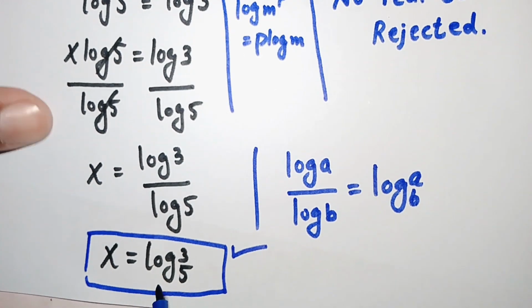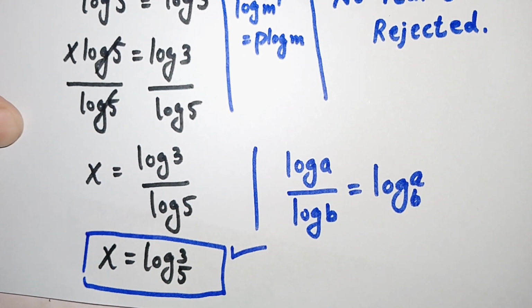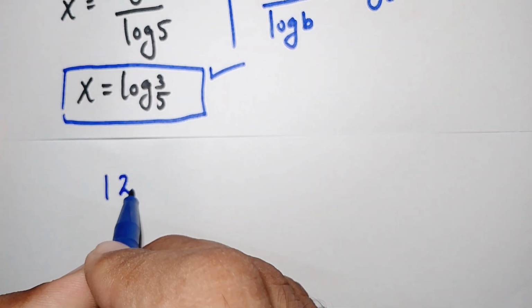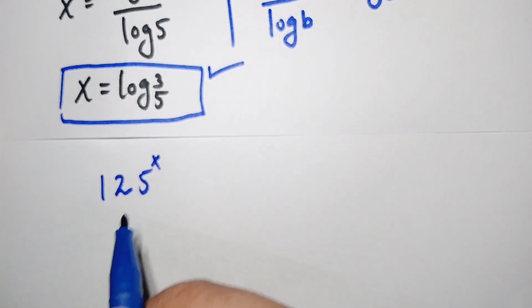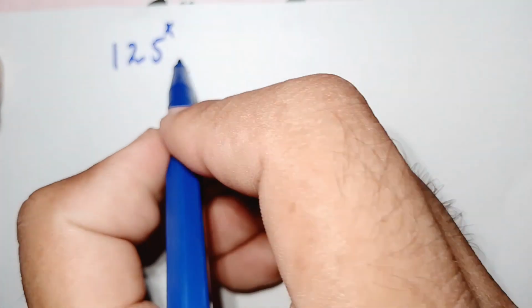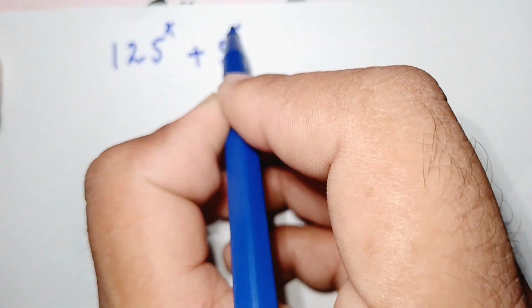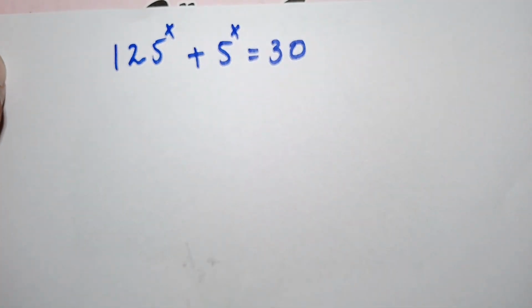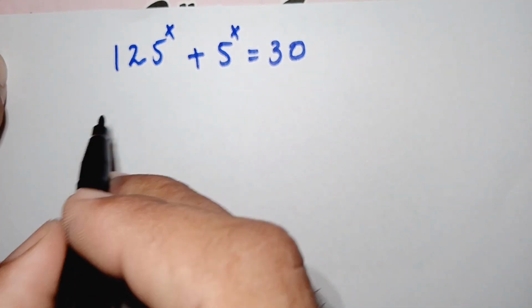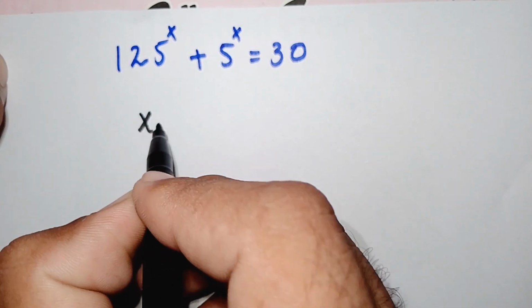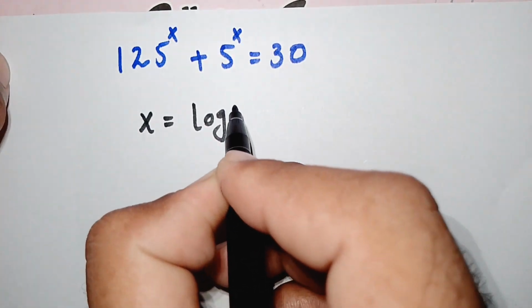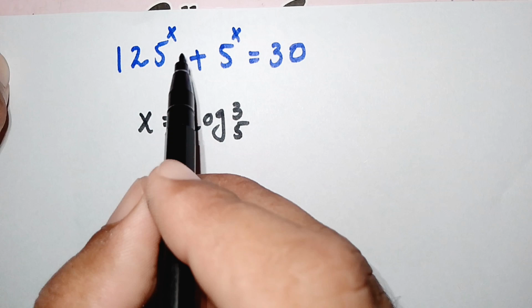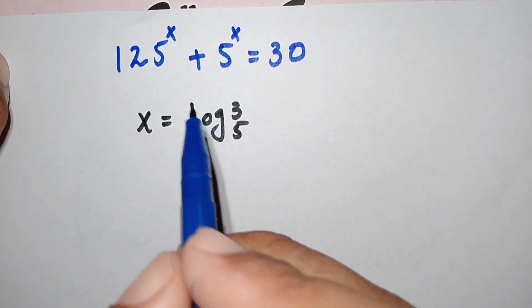Now we have to check whether this is correct or not. To check this answer, we have to write the question, which is 125 to the power of x plus 5 to the power of x is equal to 30. To solve this, we know that x is equal to log of 3 with base 5, so we have to put the value of x in this to check whether the answer is correct or not.